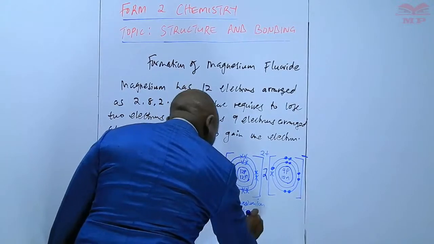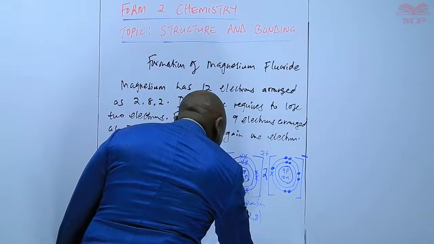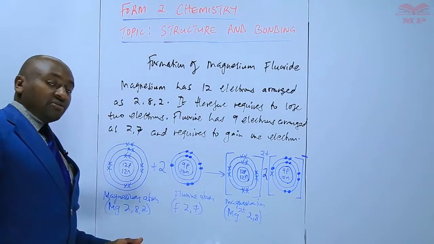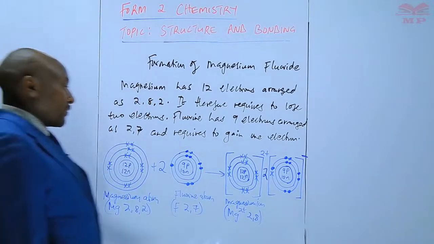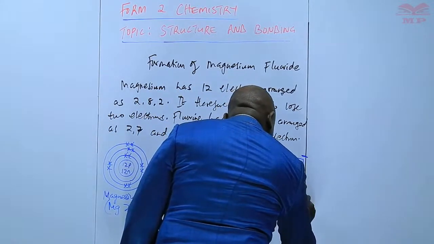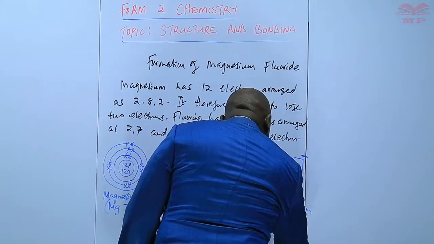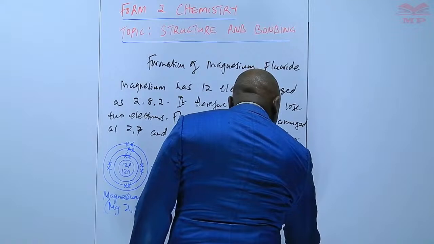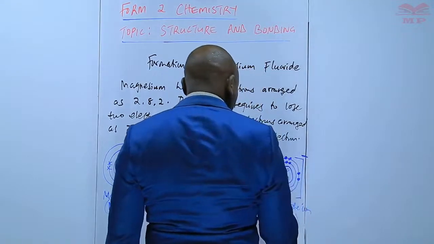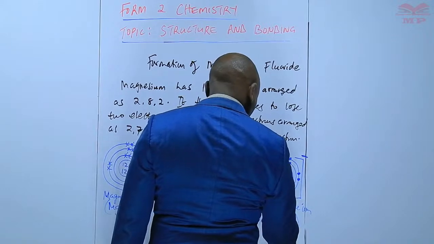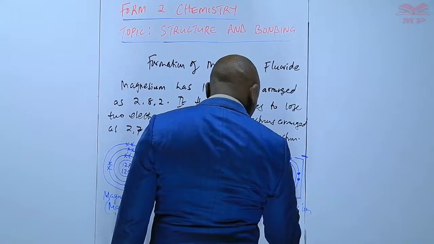Plus. And this is 2, 8 as the arrangement because it has lost 2 electrons. 2 positive because 2 electrons have been lost. This is a fluoride ion, F negative, and these are 2, 8. And there are 2 of them. 2 fluoride ions.